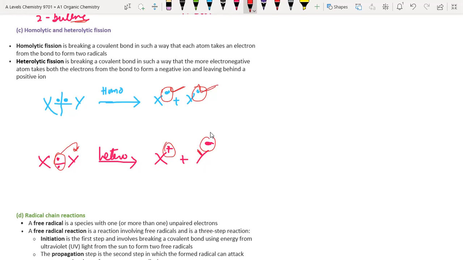In homolytic fission, the covalent bond breaks in such a way that two radicals are formed by the distribution of electrons on both atoms equally. While in heterolytic fission, both shared electrons are attracted toward the more electronegative element, as a result of which one positive ion and one negative ion are formed.